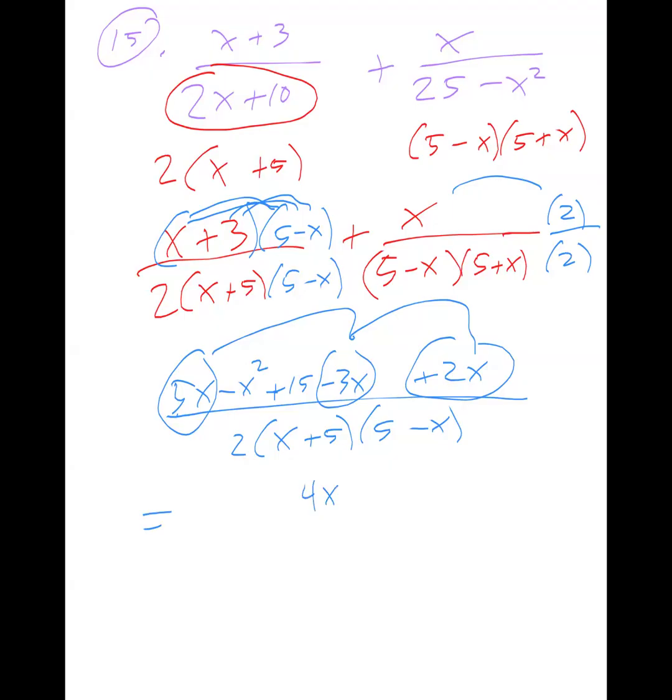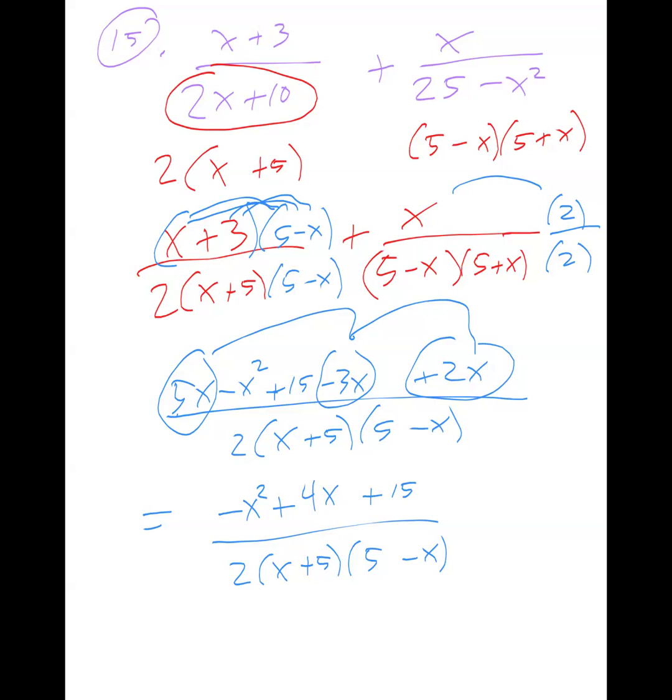And let me put a negative x squared first. So it's negative x squared plus 4x. And then what comes last? Plus 15 over... wow, this is not my favorite one. Over that, right? So the final answer is negative x squared plus 4x plus 15 over 2x plus 5, 5 minus x. Any questions?